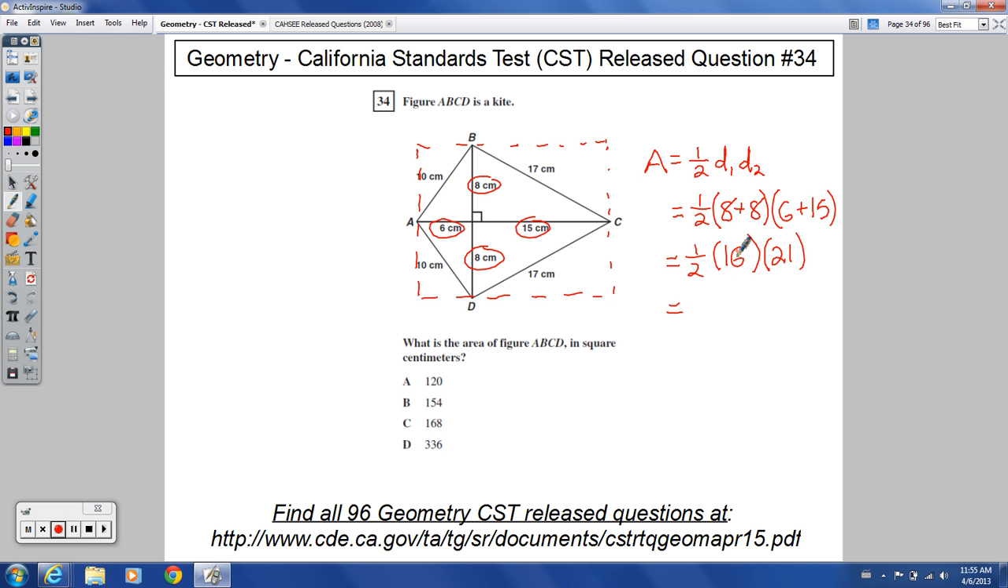Half of 16 is 8. And so you have 8 times 21. 8 times 20 is 160. Another 8 added to that would be 168. No units included, so that right there is my final answer. Choice C for number 34.